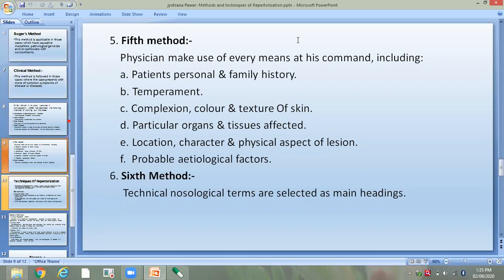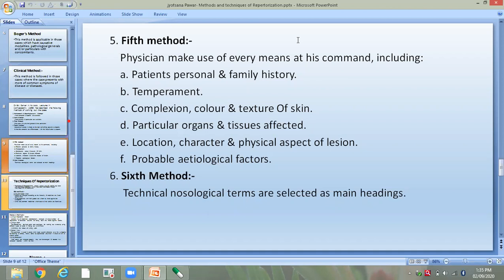Then his history, and ask about which part, about the character of the pain or suffering, then all about his affected part or affected organ we should ask in detail, and also we should find out the probable etiological factors. So this is the fifth method of repertorization, when we get only common symptoms or when we cannot get any proper history from the patient.